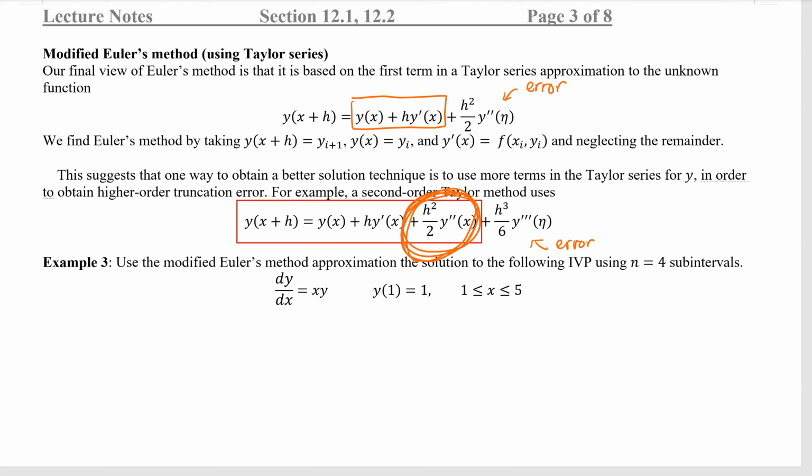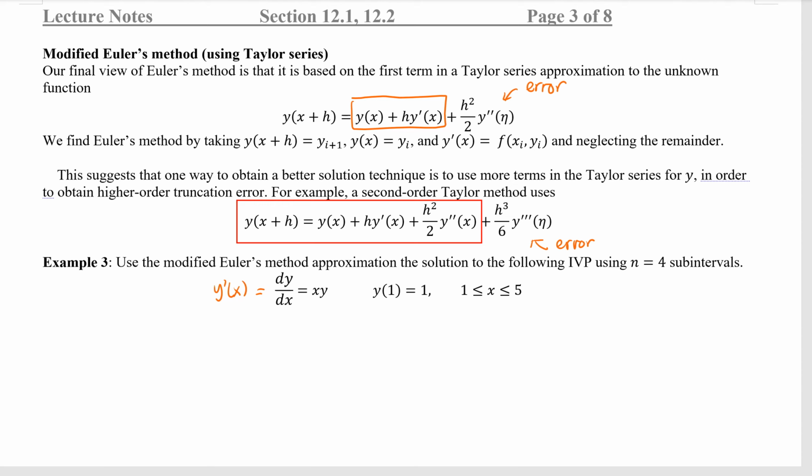Compared with the old Euler's method, in the modified Euler's method we consider one more term, which involves the second derivative. Okay, let's use the modified Euler's method to approximate the solution of the following initial value problem using n equals 4 intervals. Here we have y prime, but we don't have a y double prime. What do we do? Well, we don't have a y double prime, but we can get it.